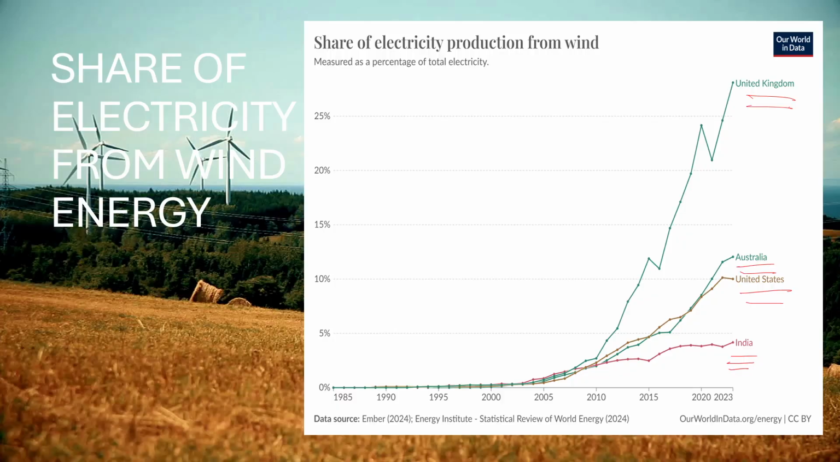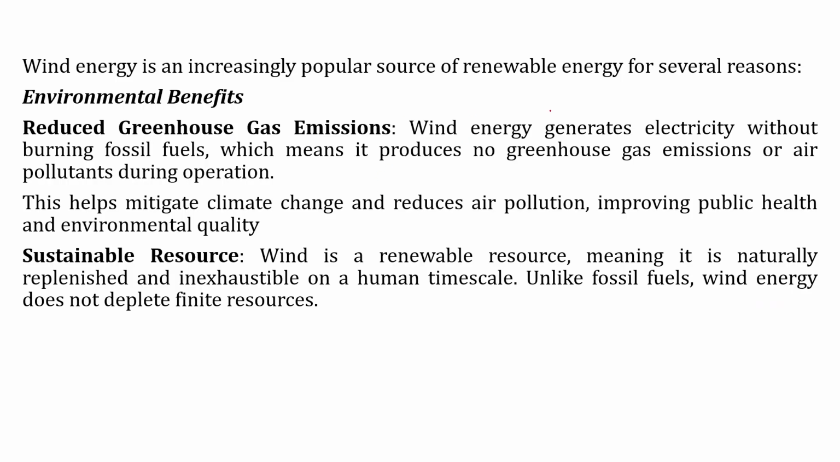Now, why is wind energy a increasingly popular source of energy? It has various environmental benefits. First, it reduces greenhouse emissions because it does not generally produce any significant emissions in the production of energy, and it also helps mitigate climate change and reduce air pollution. It is also a renewable resource, meaning it is naturally replenished and inexhaustible on a human time scale, unlike fossil fuels, which will get depleted after a finite time.